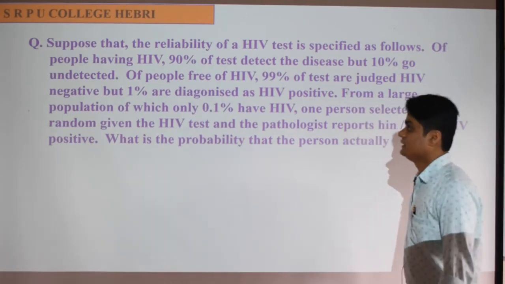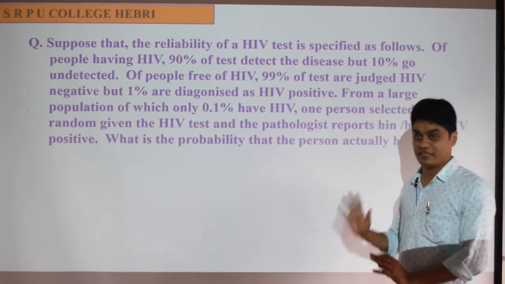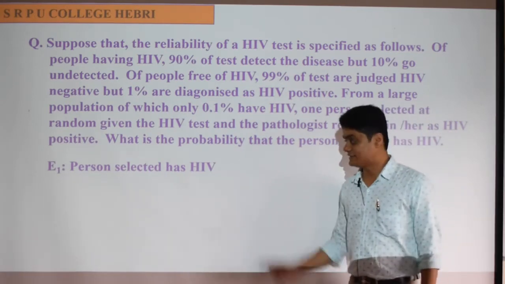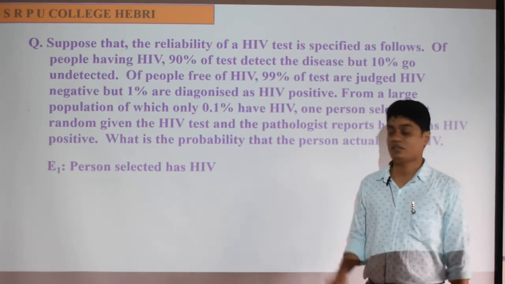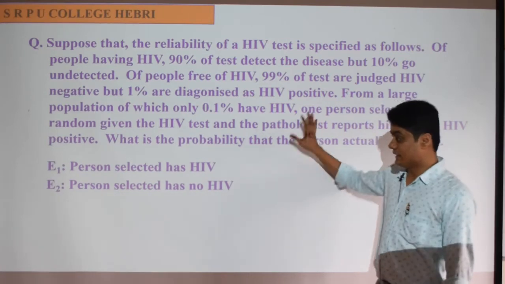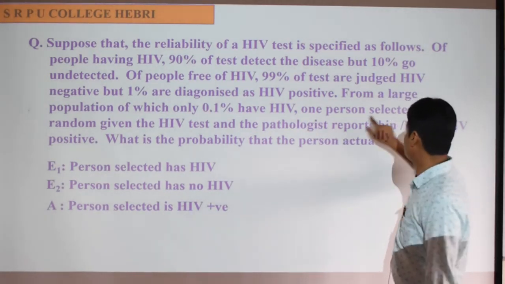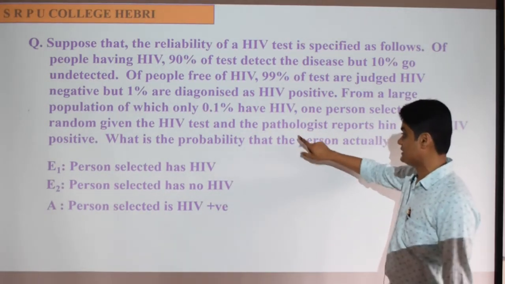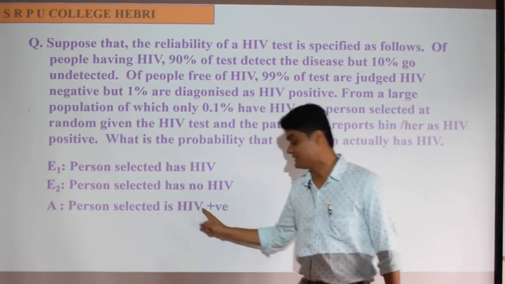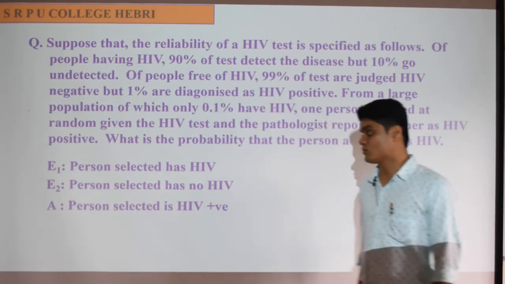So here the actual process is, before selecting a person, whether he has HIV or not, that is important. So E1: the person selected has HIV, and E2: the person selected has no HIV. Okay, this is E1 and E2. What is A? A is one person selected at random given that HIV test, and the pathologist reports him or her as HIV positive. So this is A.